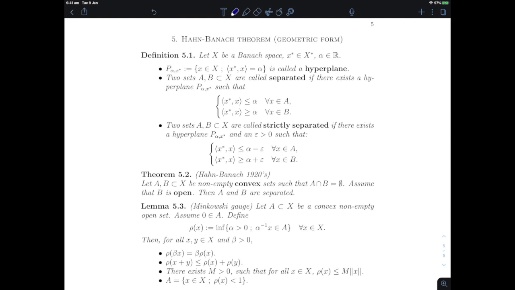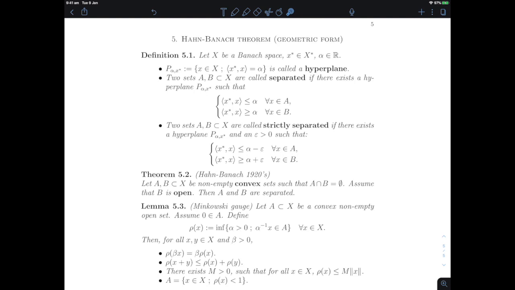So in this chapter, we turn our attention to the geometric form of the Hahn-Banach theorem. What we've seen is a linear algebraic form, right? It's a statement about the extension of certain linear functionals, and it allows us to extend to infinite dimension some fundamental results from finite dimension. Simple things such as the fact that you have a norming functional for every element in your space.